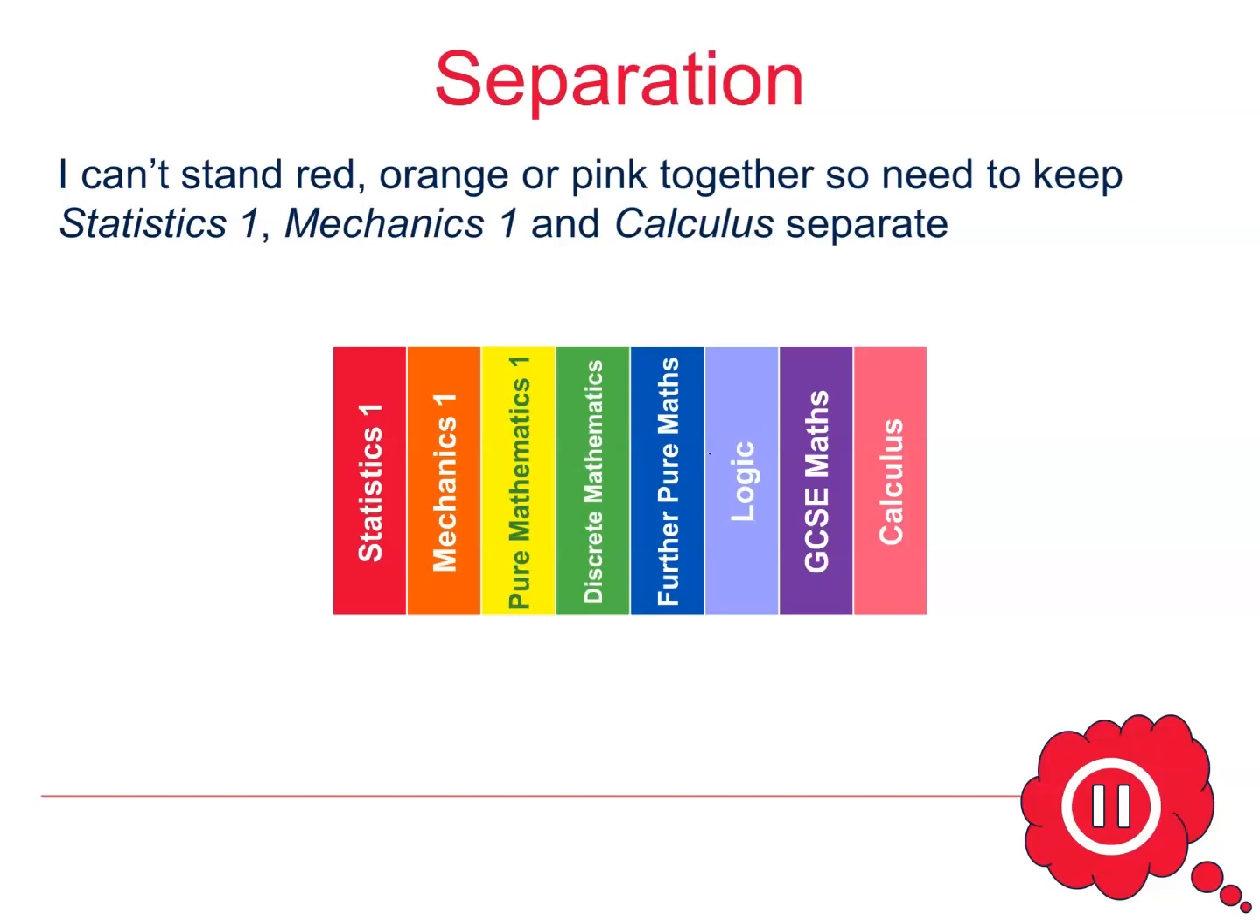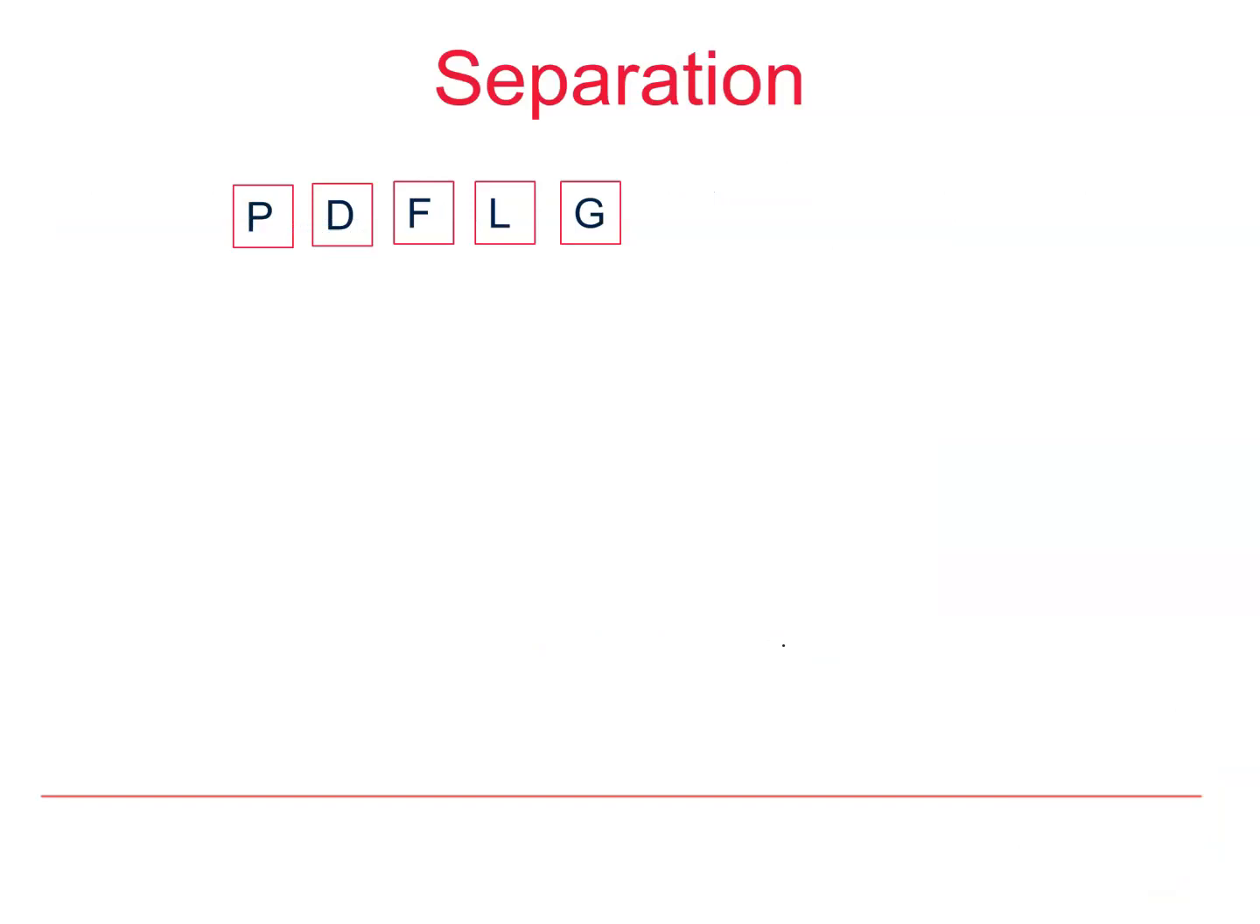OK, this needs quite a different strategy. What I'm going to do is to start with the books that don't matter. So that's pure, discrete, further pure, logic and GCSE. So that's 5 books, that's 5 factorial ways of arranging them. Now I've got to put the other books in so they're not next to each other, so I can put them in any of the gaps, but I can only put one book in each gap, or I could put them at the ends.